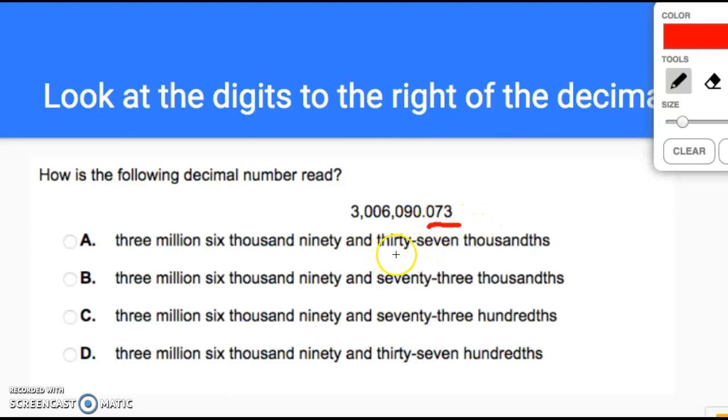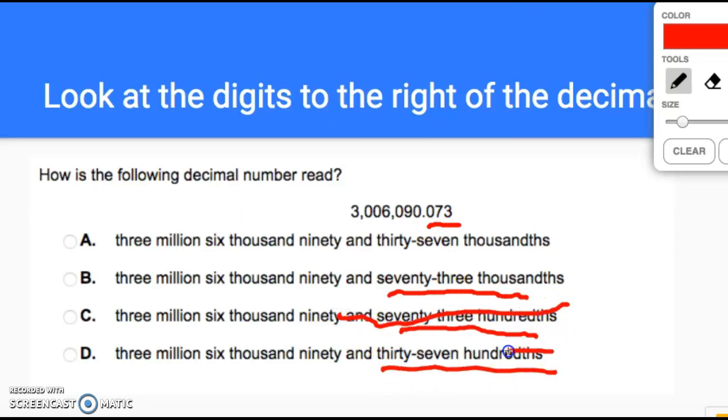So I'm looking for and 73 thousandths. And I look here, this is 37. Nope, tricky. They just flip-flopped it on you, but no, it's not that. 73 thousandths, that's a good one. I'm going to keep looking. 73 hundredths. Oh, is that good? No, because 73 hundredths would not have that 0 there. So it's not that one either. They almost got us. And this one's 37 hundredths. We know that's not it either. So the best answer here is A.